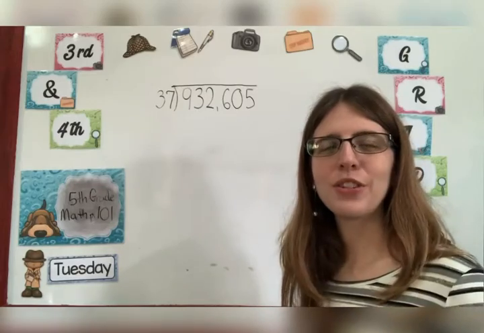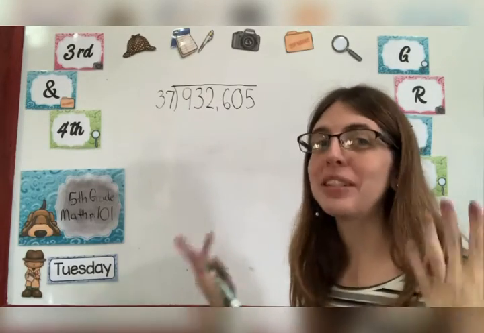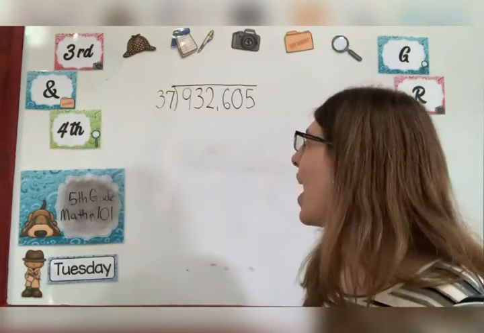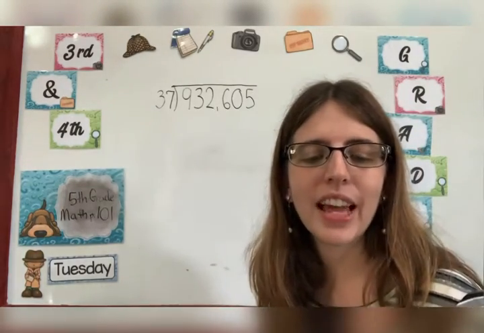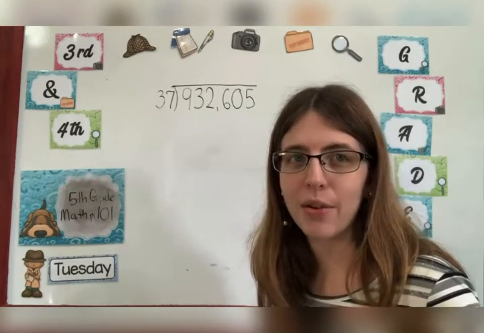All right, let's talk through your division to kind of give you a review because I know it's been a while since you've done these. So I have 932,605 divided by 37. This is letter A of exercise 3, okay?